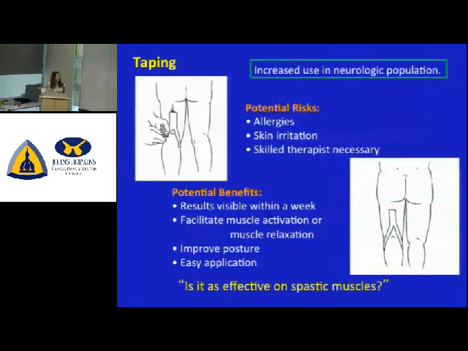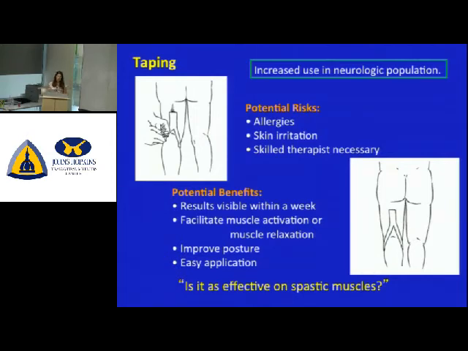Now there's something called taping. This is increasingly used, not only in neurologic populations, but you've probably seen it with people in the Olympics. All the volleyball players have the blue tape on their shoulder. So this is the same idea. But it's worked really effectively for some of our patients.